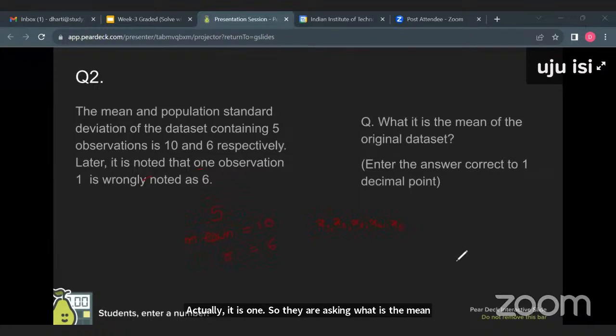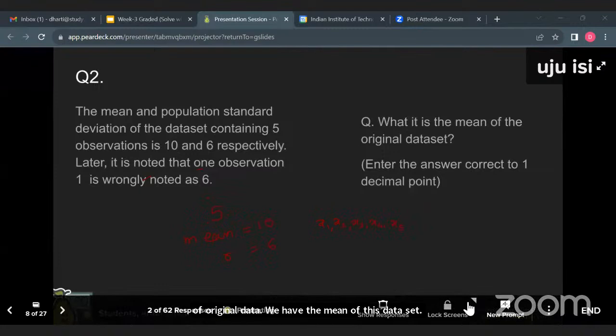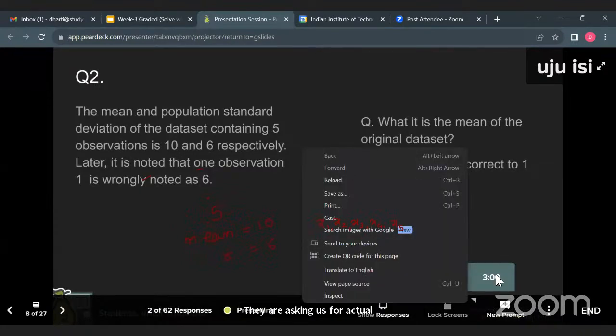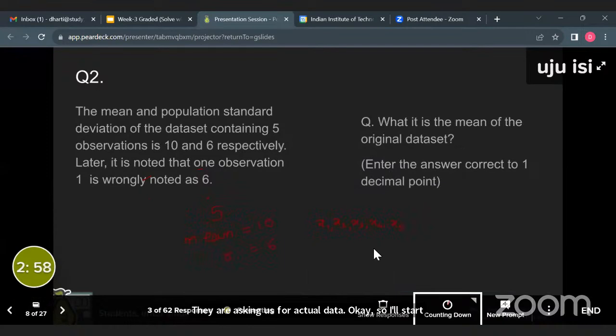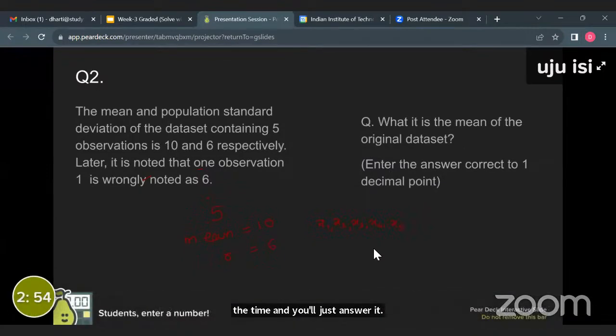So they are asking what is the mean of the original data set. We have the mean of this data set, but they are asking us for the actual data set's mean. Okay, so I'll start the timer, you just answer it. Is the question clear to all? Yes, ma'am. If anyone has a doubt, please ask.